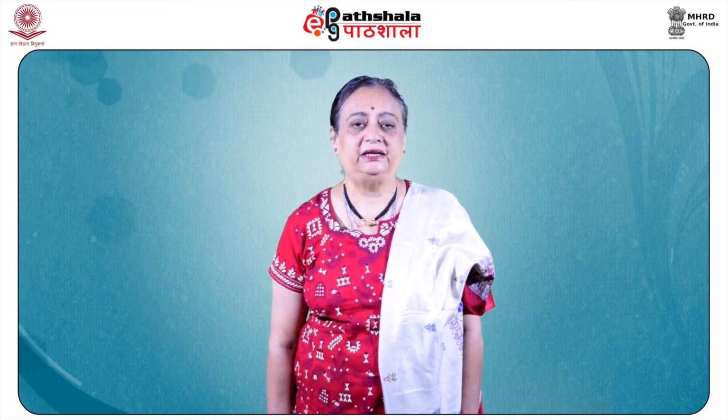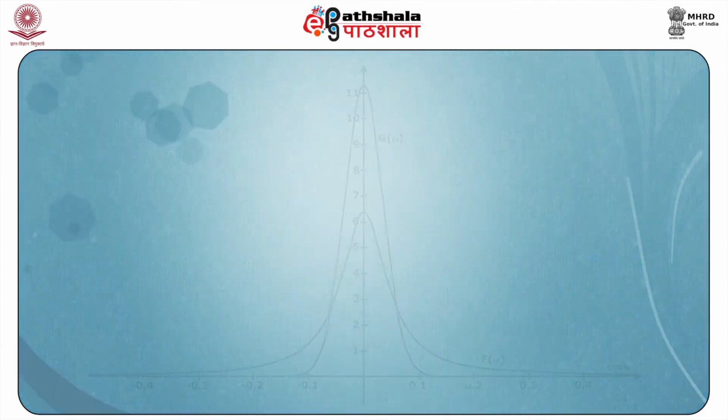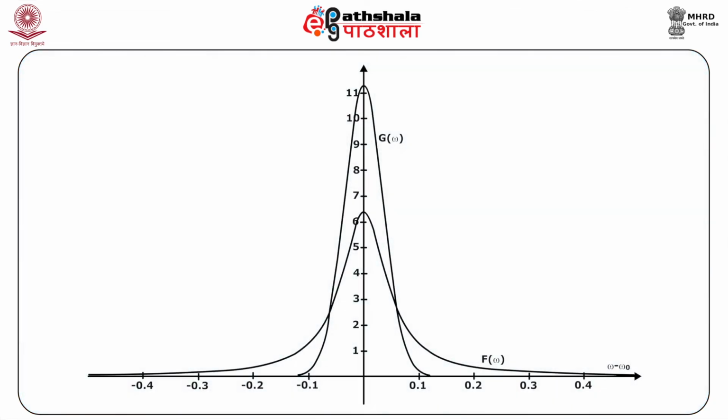The lifetime broadening and collisional broadening are homogeneous, that is, all molecules are similarly affected, and this gives rise to a Lorentzian line shape, generally given a mathematical form, capital F as a function of omega, while Doppler broadening is inhomogeneous, because in Doppler broadening different molecules are affected differently depending upon their position, and they give rise to a Gaussian line shape, generally given by a mathematical function g, which is a function of omega, and these are shown in the figure.